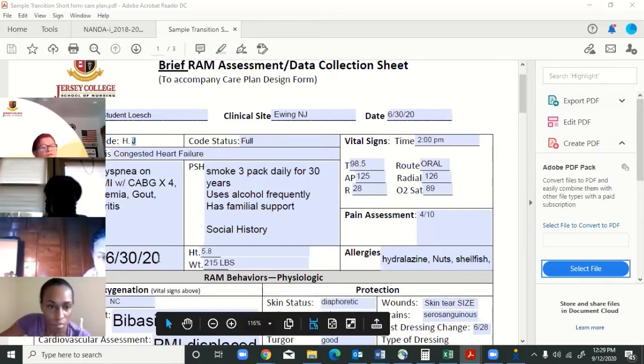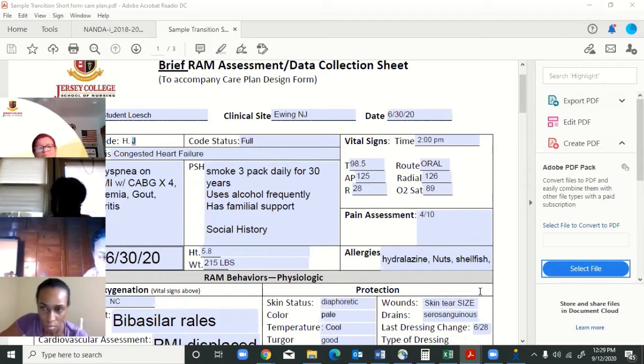Admission date, for me, is going to be whatever day you do your care plan. It doesn't matter what the admission date is, all right? But just correlate your goals to that admission date for me.